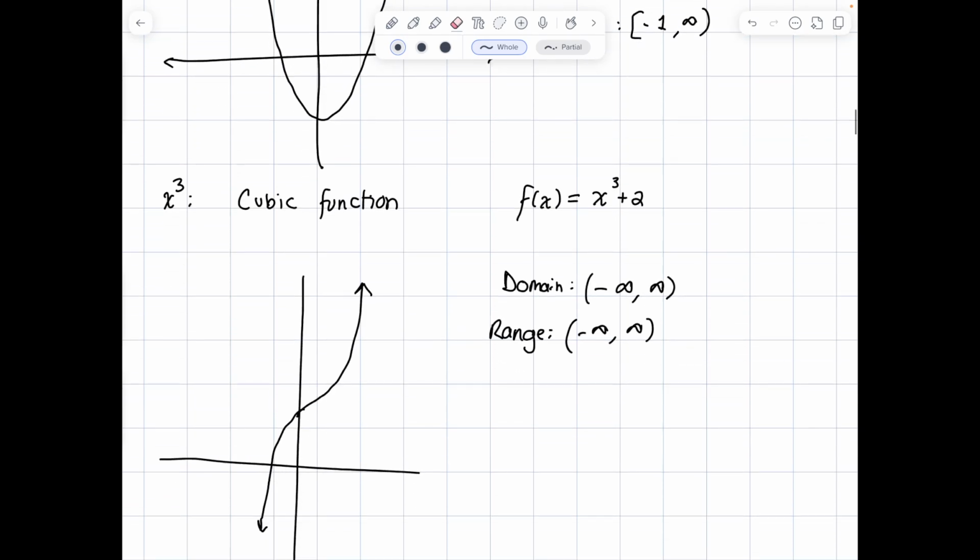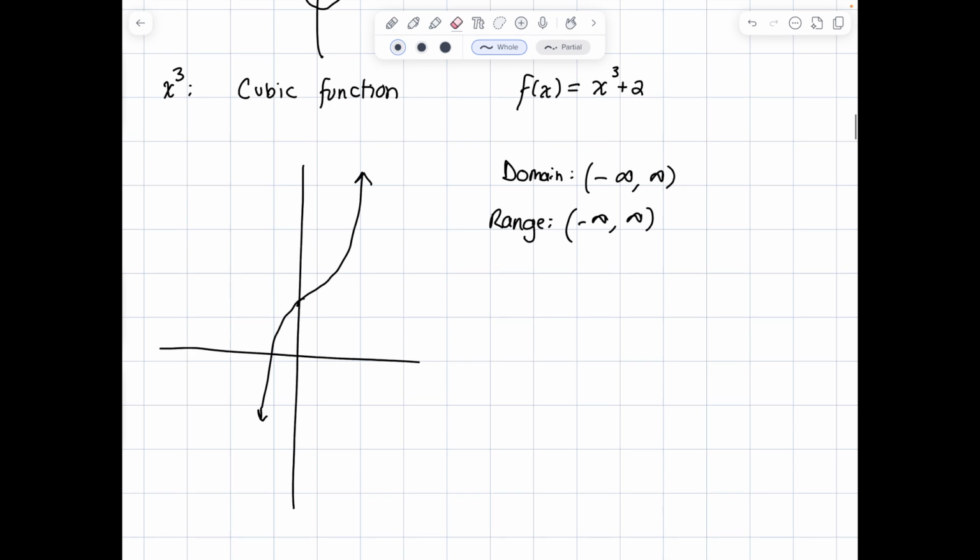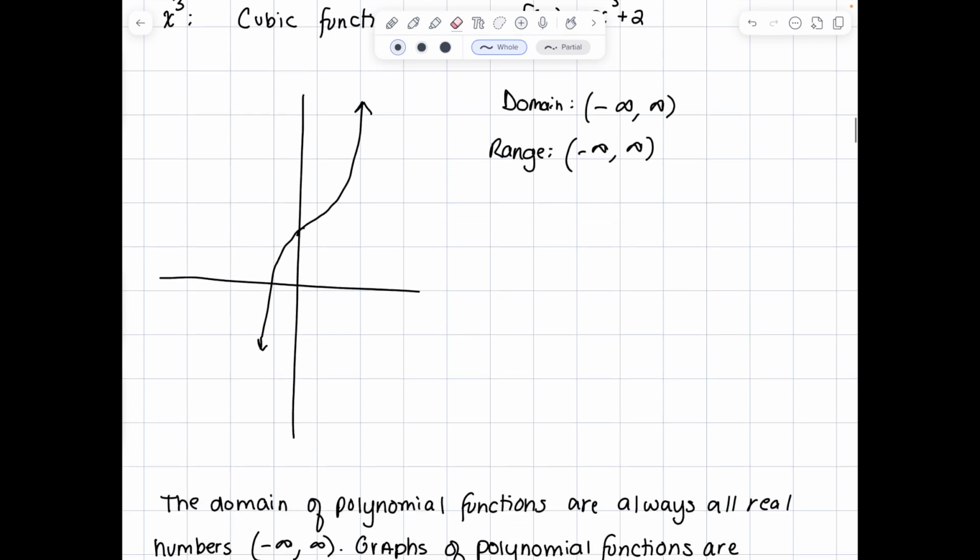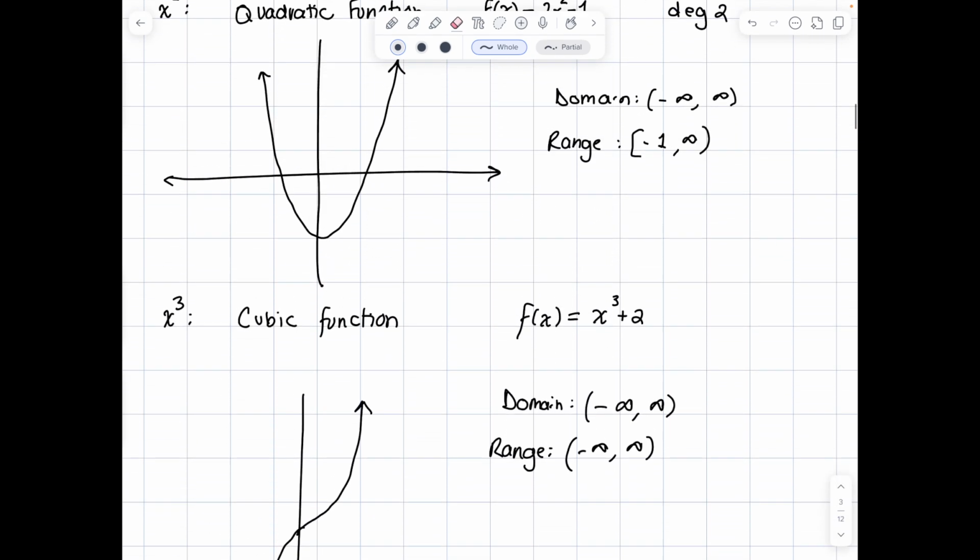Then we studied a cubic function, right? We have f of x equaling x to the third plus 2. That was a parent function in the set that we had of all those different parent functions. The domain is negative infinity to positive infinity. And our range is also negative infinity to positive infinity. All right, so those are just some of the functions we've studied so far.